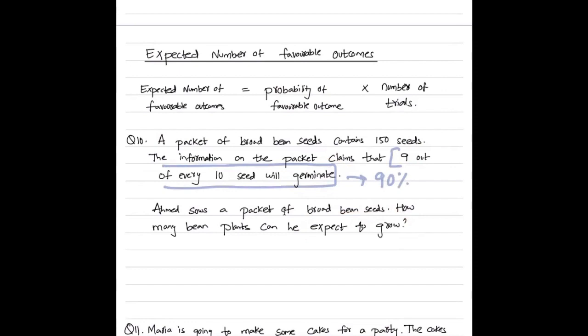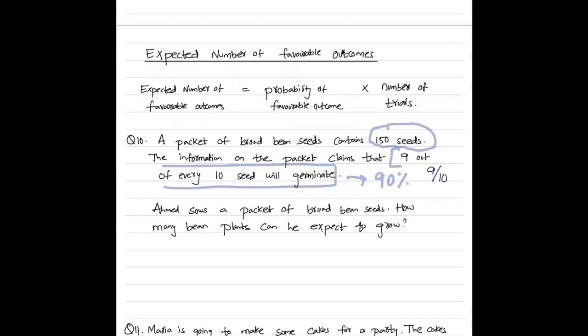Okay. So Ahmed has sown 150 seeds. Out of 150 seeds, how many are going to germinate? That's what you need to find. So you are basically finding the expected number of favorable outcomes over here. Do you know the probability of the favorable outcome? Favorable outcome means, what does the question want? The question wants it to germinate. So what is the probability that a seed is going to germinate? Do you guys agree that it's 9 out of 10?